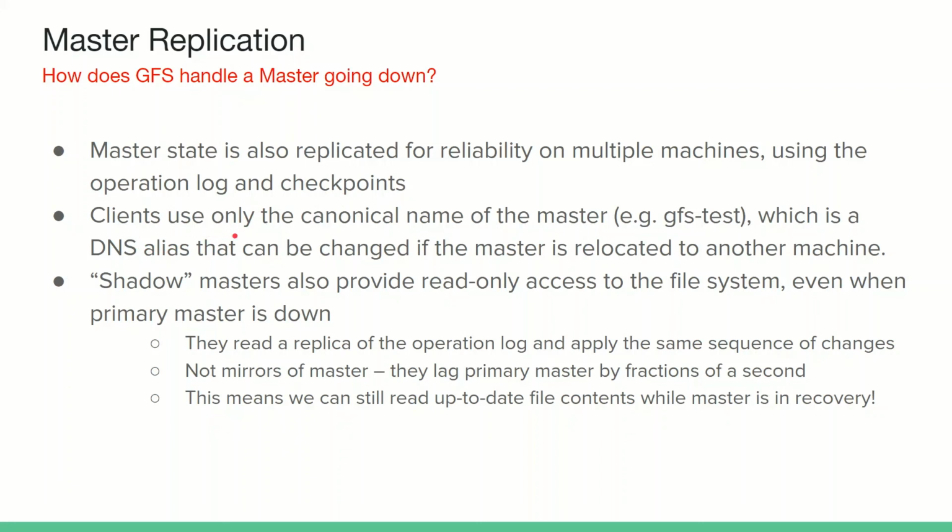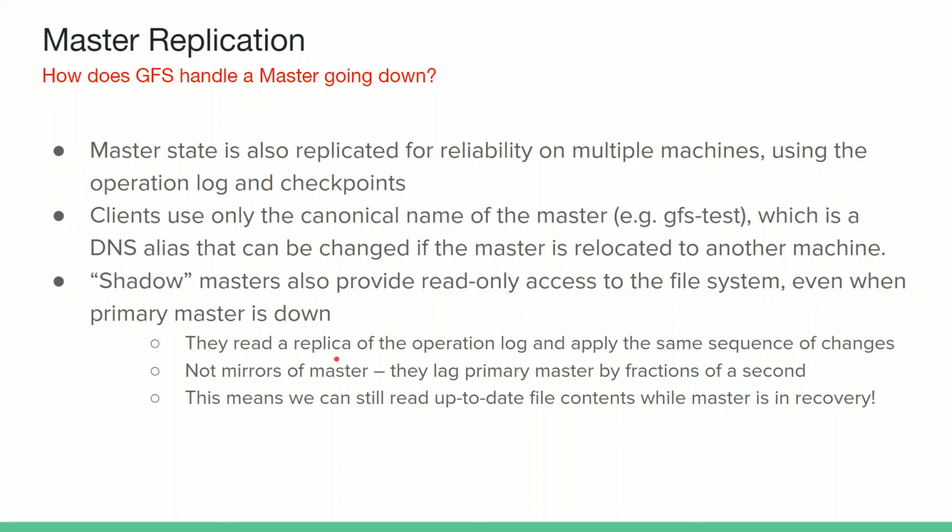Clients use only the canonical name of the master. This is an example of what the clients would identify the master with, and this is a DNS alias that can easily be changed if the master is relocated to another machine. There's also a concept of shadow masters. Shadow masters provide read-only access to the file system even when the primary master is down.